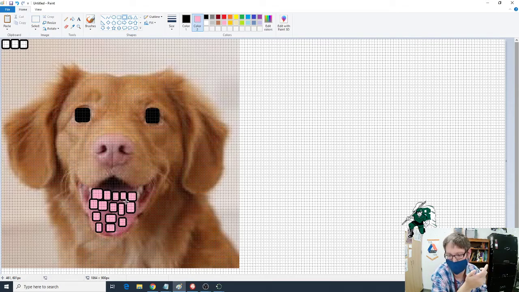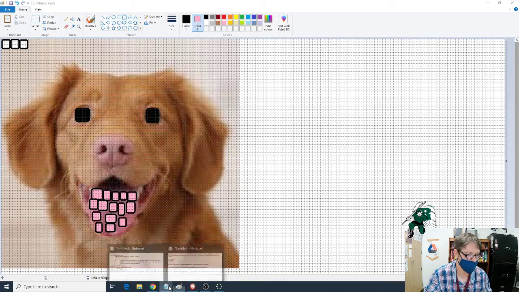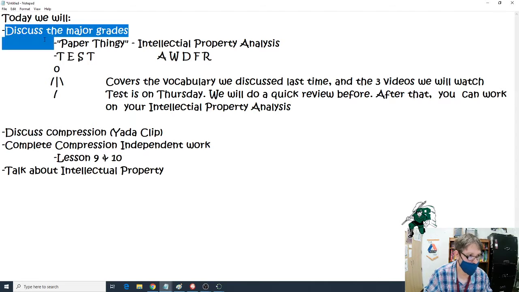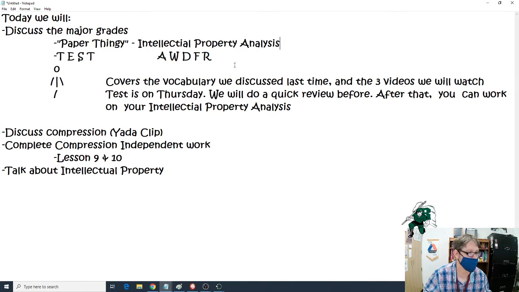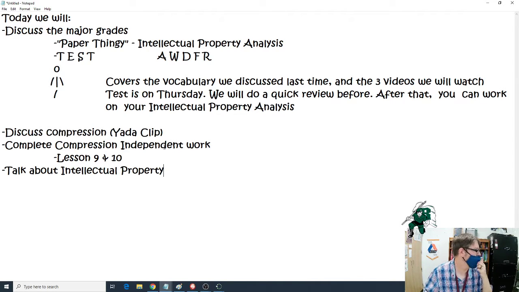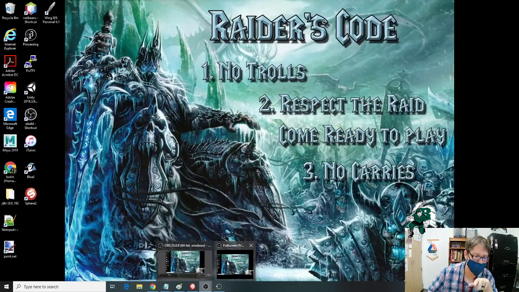And you're going to play with widgets on both of those today. You're going to play with lossless compression, and you're going to play with lossy compression. I want you to answer the questions behind it, and then we'll come back at 11. So you got like 30 minutes or so to get some work done. Any questions? Nope. So we talked about that major grade. If you're done with the compression stuff early, you can start working on intellectual property analysis. I think I spelled that wrong. Bam. I'm going to stop looking at it before I think I spelled it wrong again, because I probably did. We did discuss compression. We watched the Yotta clip. And then you guys are going to do the independent work, and we're going to come back and talk about intellectual property. Okay, y'all have fun.